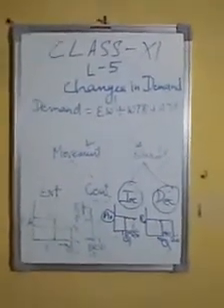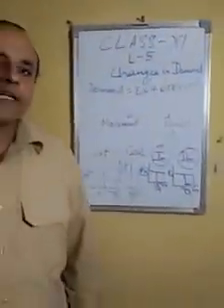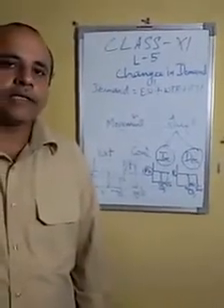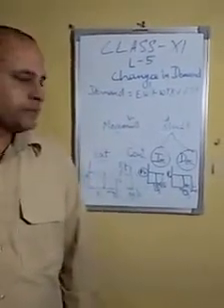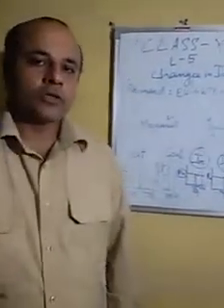So the first reason is income. Suppose there is a rise in the income of the consumer, so ultimately his purchasing power will increase and he will demand more goods. Second is price of related goods.